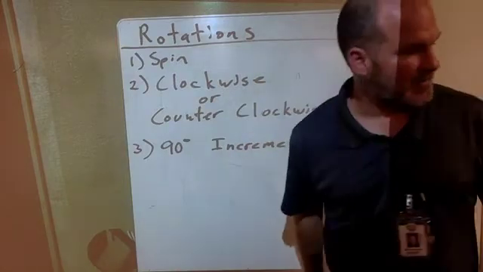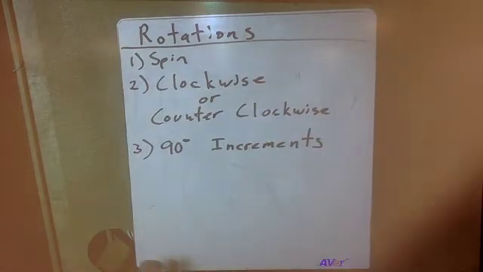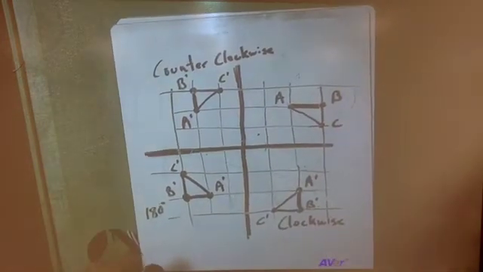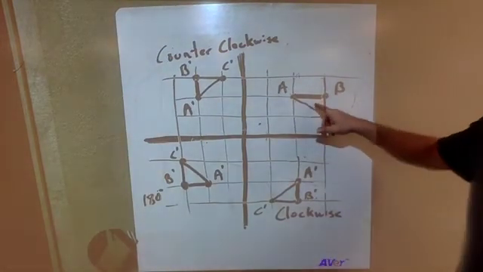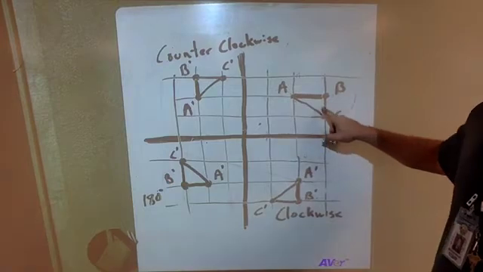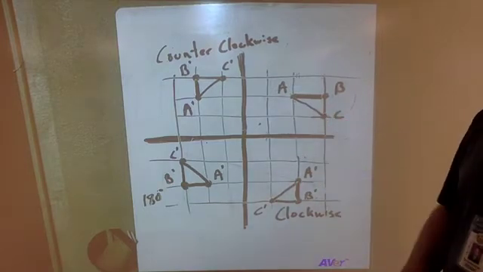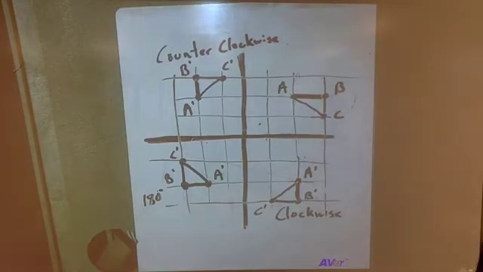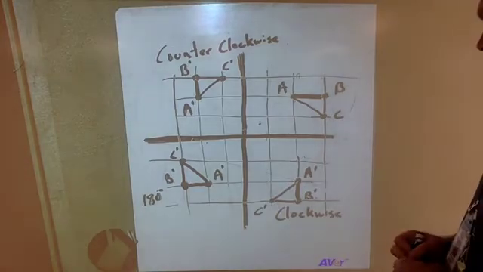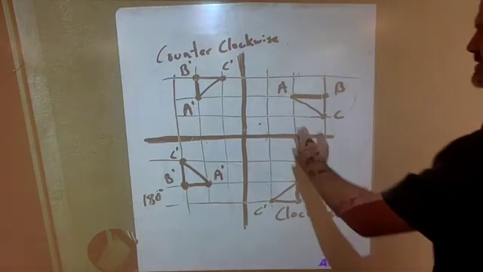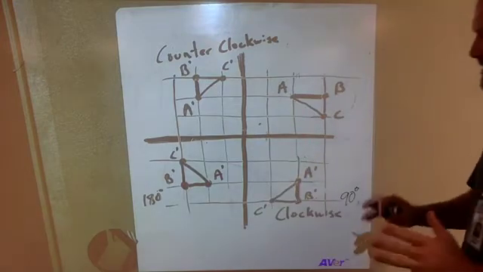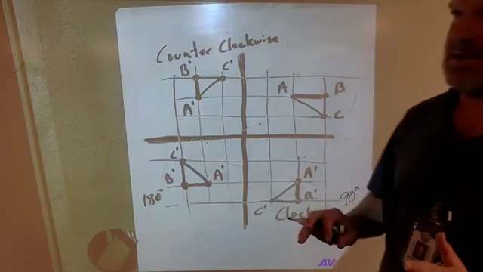All right, let me give you a little bit more detail on some rotations here. This looks a little crazy, so let me explain it. We're starting off here. This is the only triangle that does not have prime marks by it, so that's our starting point. If we rotate this 90 degrees clockwise, we end up down here. Clockwise rotation is spinning the way the clock spins.